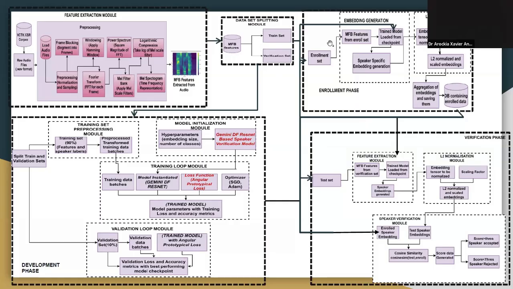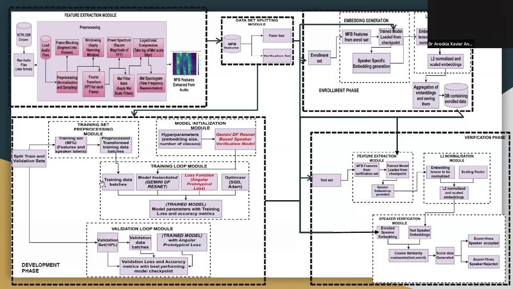In the enrollment phase, as you can see, the MFB features from the enroll set are given to the trained model, loaded from the data, and the speaker-specific embedding generation is created. Once you have that, it is converted to the tensor level and normalized. The scaling factor is applied as well, along with L2 normalization, scaled embeddings, and aggregated features.